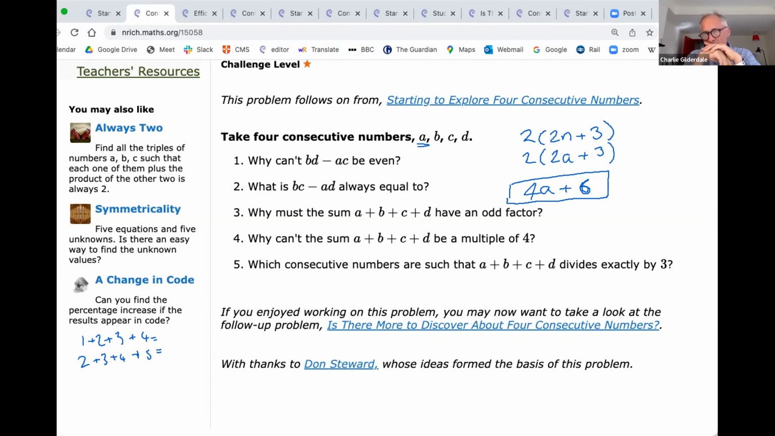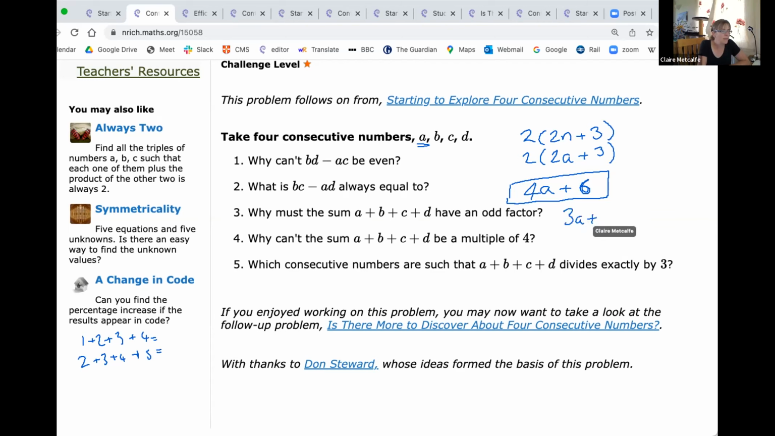And this is a slightly trickier question than the previous two, I think. So Charlie, how would you approach this one? Okay, are you gonna write for me? Yeah. So I would have the 4a plus 6, and then perhaps say, well, that's the same as 3a plus 6 plus another a.